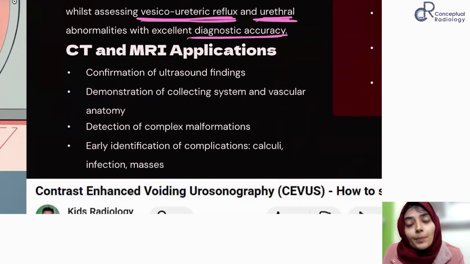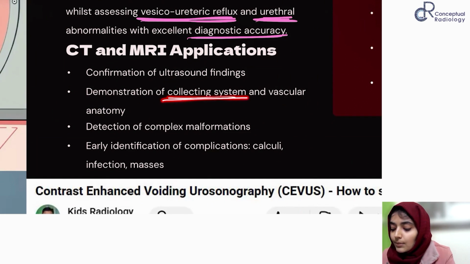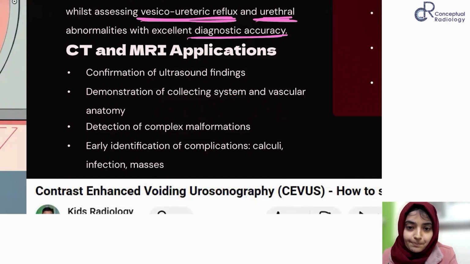Collecting system and vascular anatomy. A lot of times ectopic kidneys, horseshoe kidneys, cross-fused ectopia are associated with a lot of vascular variants also. And before you go on for any kind of surgical assessment, you have to definitely do a complete road mapping of the vasculature. So for that vascular anatomy, and for looking at the collecting system, it is going to be the CT urography or MR urography. Very good for the collecting system.